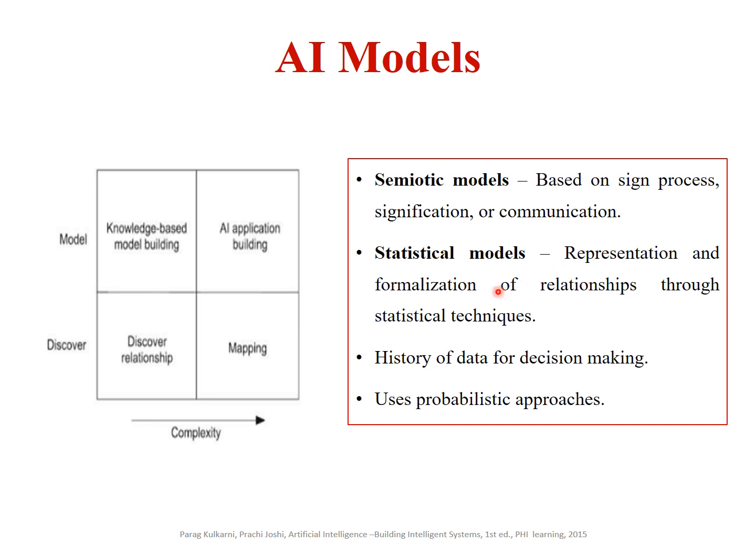And statistical models mainly use statistical techniques to represent and formalize the relationships in data. They analyze the historical data to identify the patterns and relationships. Also, they use probabilistic approaches and statistical functions like probability density functions, based on which they make predictions or decisions.